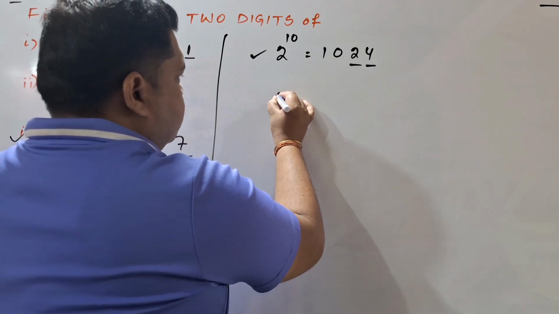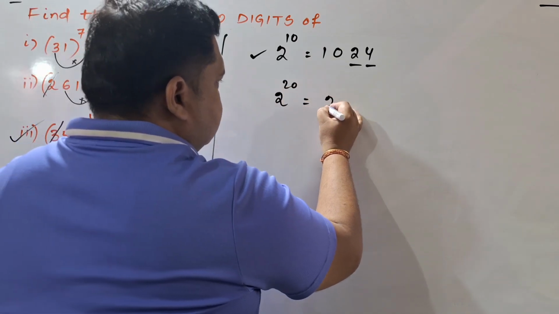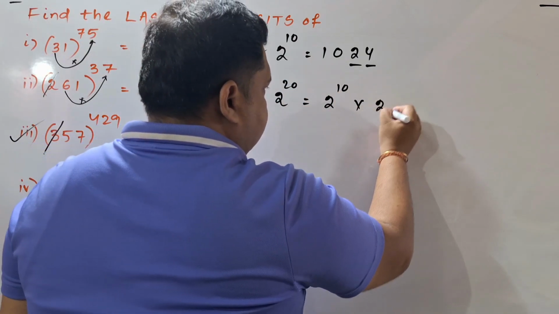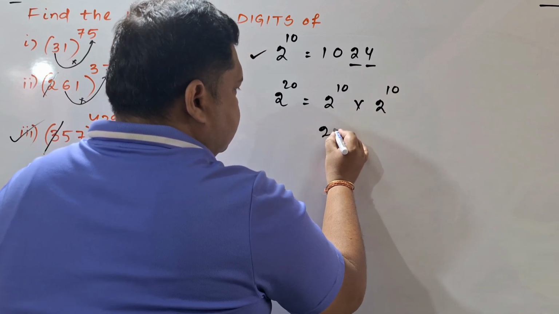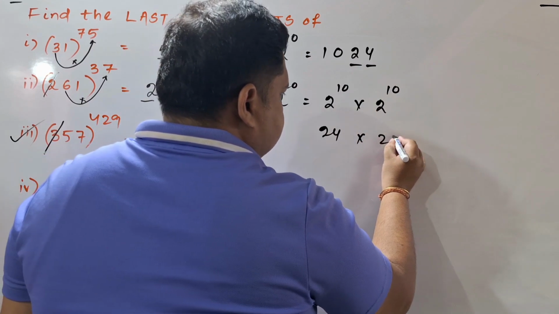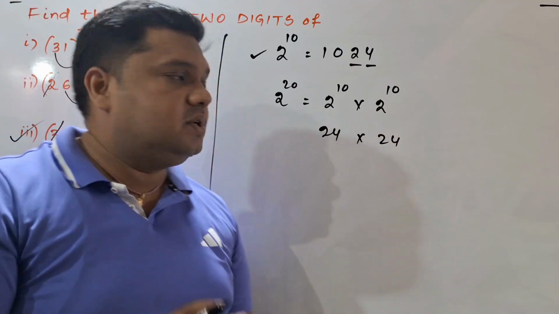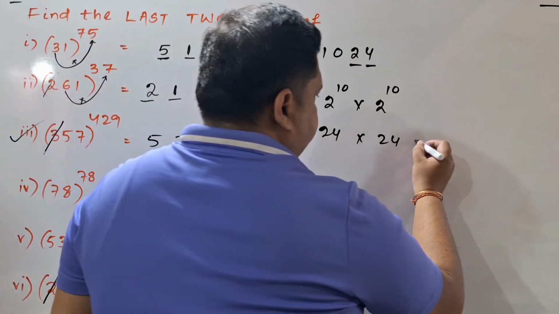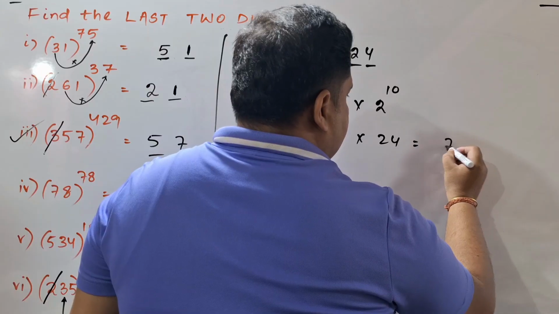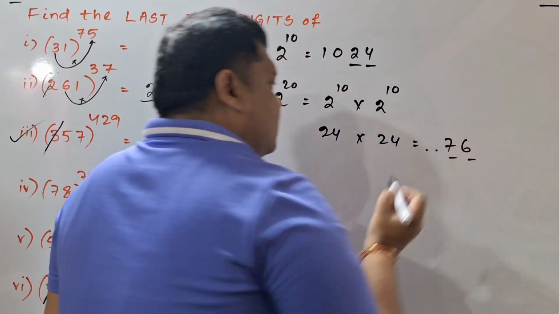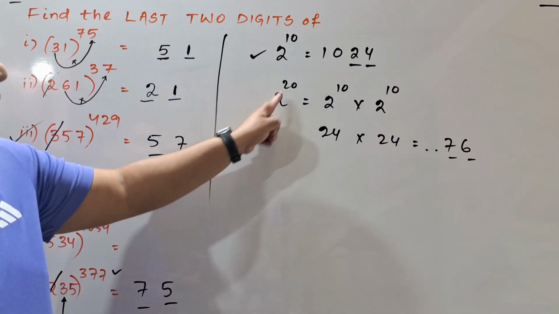If I say 2 to the power 20, this can be written as 2 to the power 10 into 2 to the power 10. So here last 2 digits 24, here also last 2 digits 24. Whatever I am writing here, I am only writing the last 2 digits. Okay. So here 24 into 24, 576. So last 2 digits 7 and 6. Okay, for 2 to the power 20.